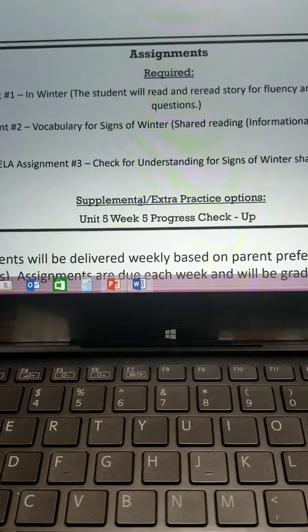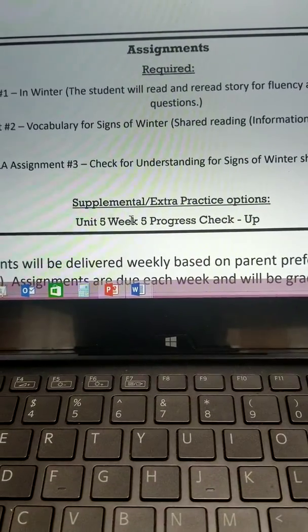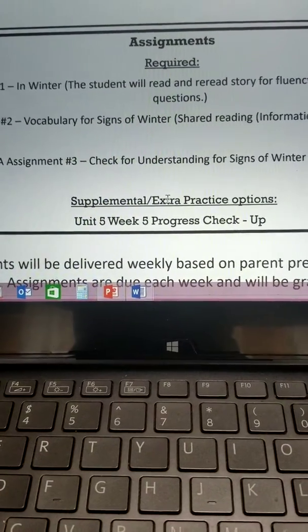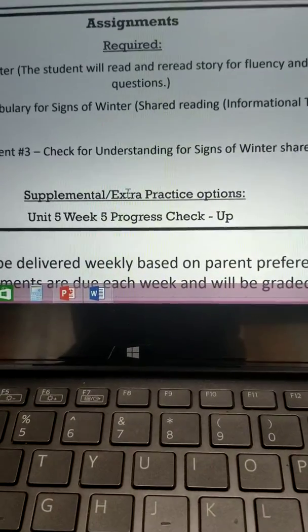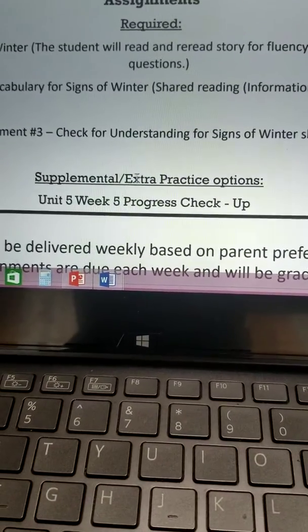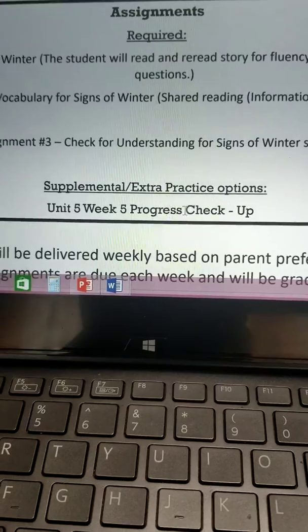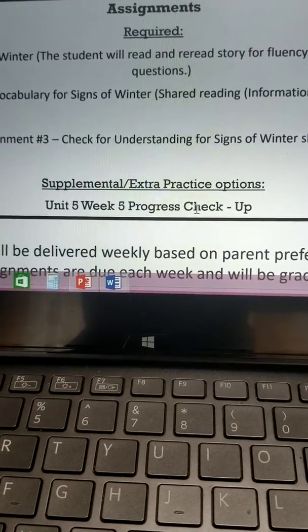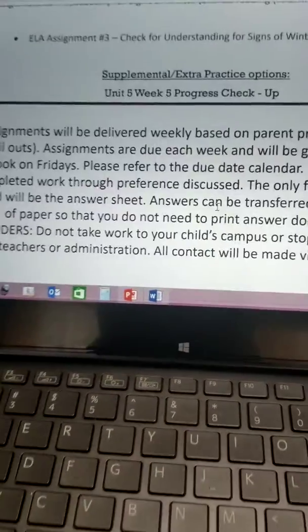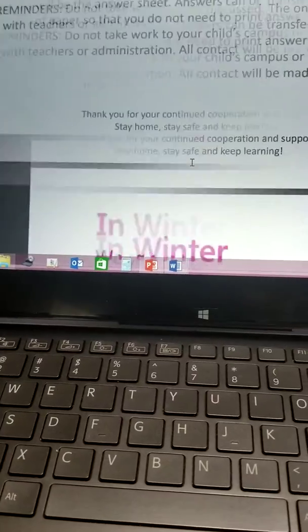The supplemental work is the progress checkup, which are the weekly ELA tests that you were used to taking. This one will not be turned in. This one is just for practice at home. It's a very good idea to do those.